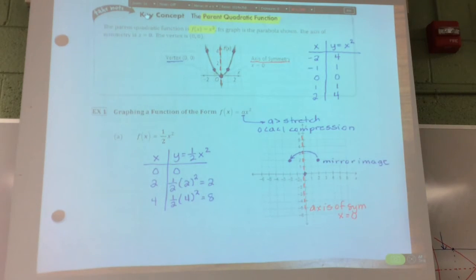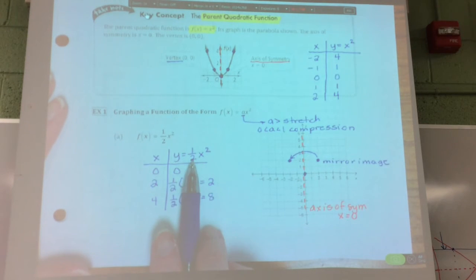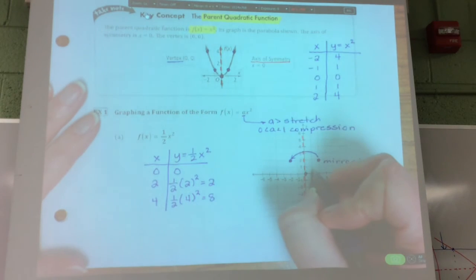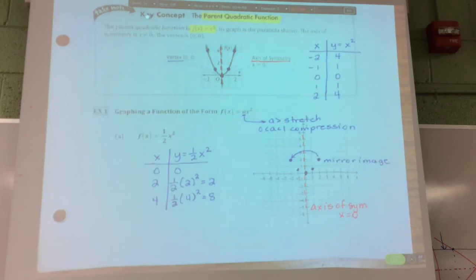What if I did put a 1 in? What would I get as my y value? A half, because I would have 1 squared is 1 times 1/2 is a half. So it would be really right here, and there would be my mirror image.